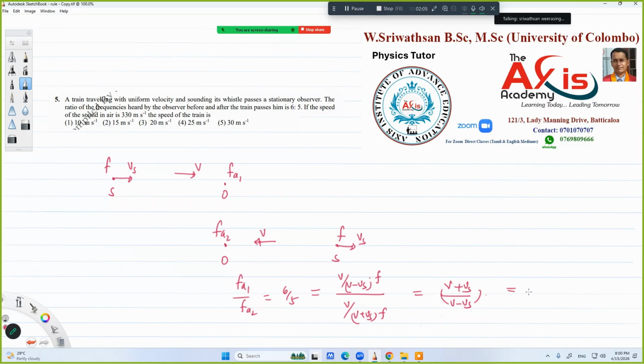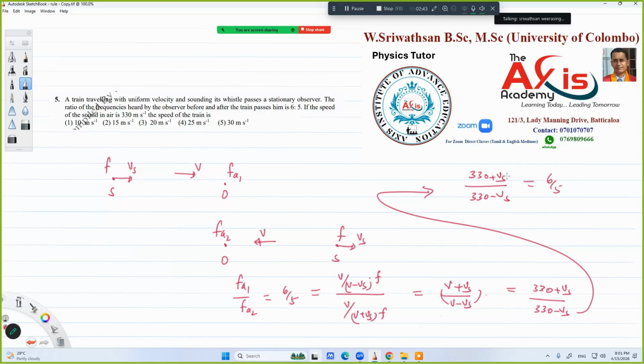We need to find the speed of the train, but the speed of sound in air is given, so it is 330 plus Vs over 330 minus Vs. From this we have to find Vs. To solve this, there's a simple trick. 330 plus Vs over 330 minus Vs equals 6/5.